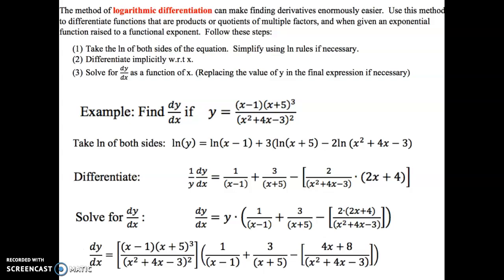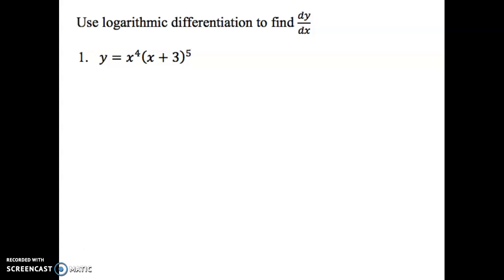All right, let's try number 1 on the worksheet. The worksheet says, what about if we have this and I want to take the derivative of this and I want you to use logarithmic differentiation? All right, let's go through the steps. First step, take the natural log of both sides.